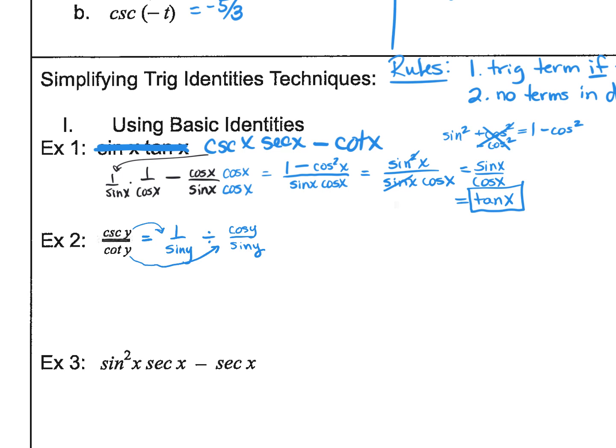Now, instead of dividing, what can we do? So 1 over sine times... what's the reciprocal of that guy? Sine over cosine. And now what can I do? Get rid of the sines. So I'm left with... This one's very easy. First one, this one.